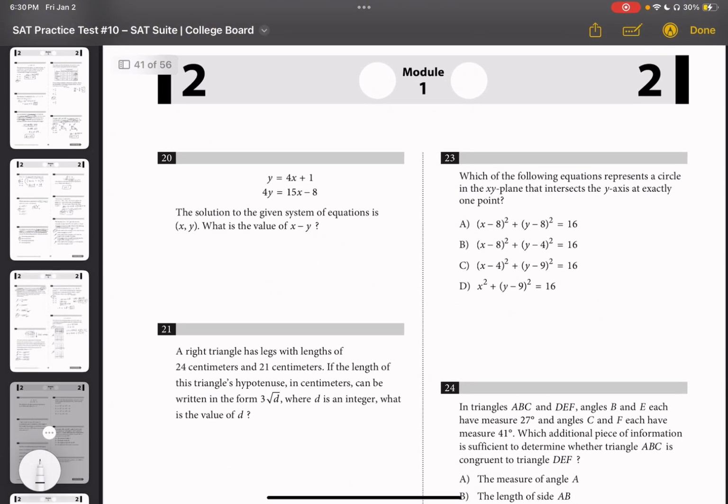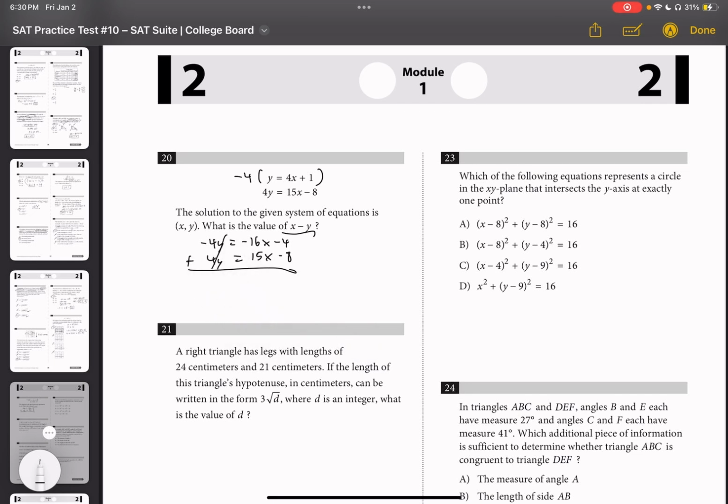Question 20, we have the system of equations. The solution to the given system of equations is x comma y. What is the value of x minus y? Okay, so for this, I am going to multiply this equation up here by negative 4. So we get the equation negative 4y is equal to negative 16x minus 4. And then we're going to put this second equation below it.